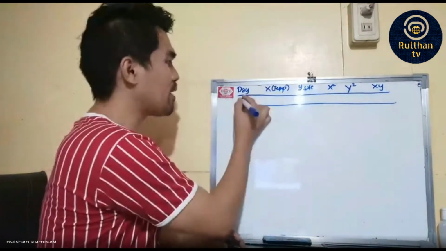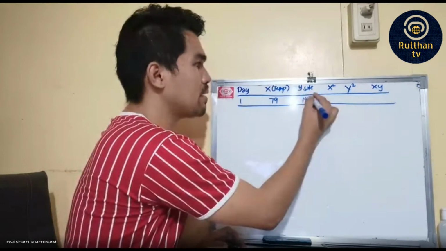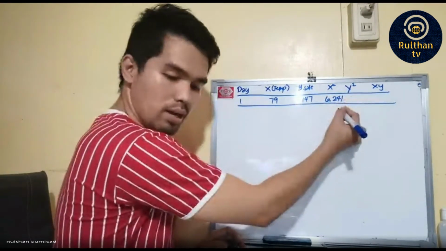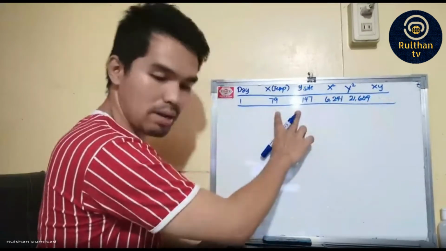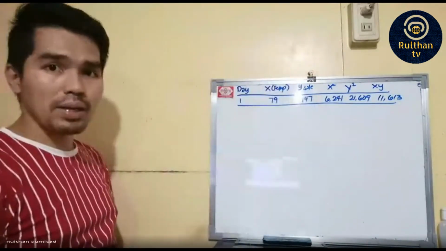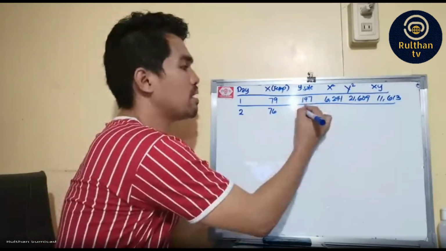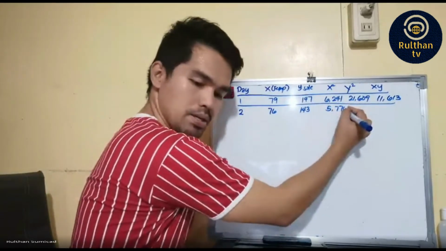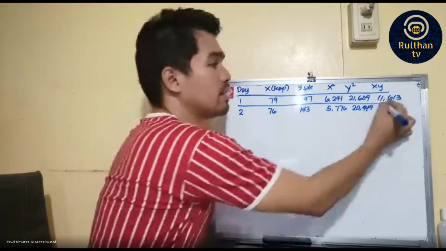For day 1, the temperature was 79 degrees Fahrenheit, and the sale is 147. The square of 79 is 6,241, the square of y is 21,609, then the product of x and y, 79 times 147, is 11,630. That's exactly how we complete the table, and we complete everything going down. For day 2, you have 76, 143, 5,776, 20,449, and so on.